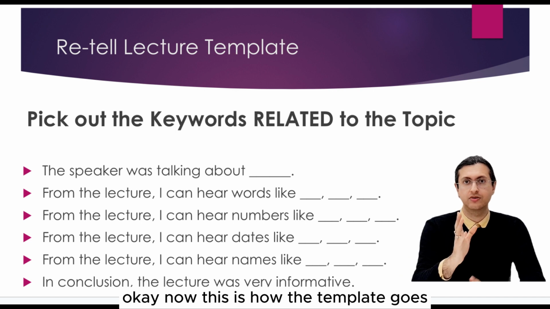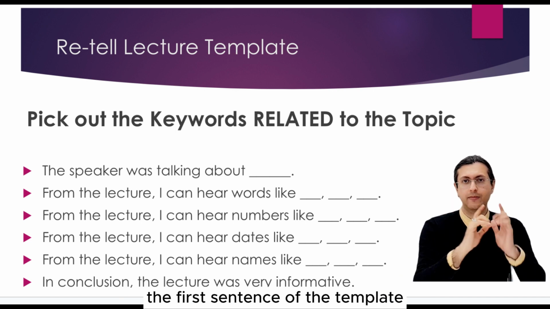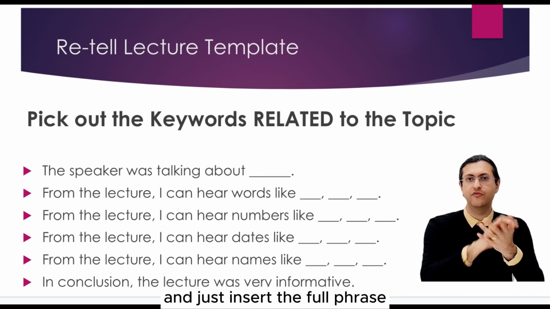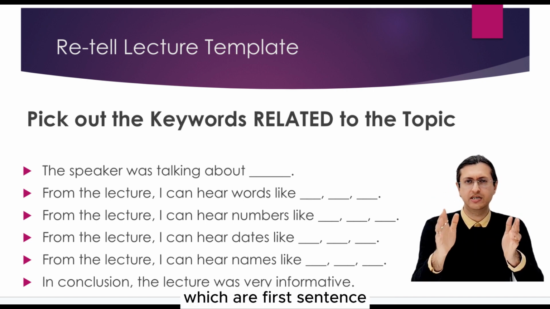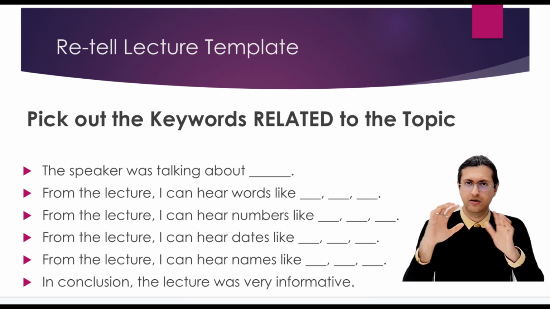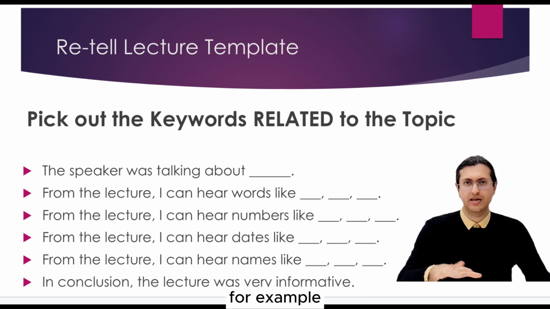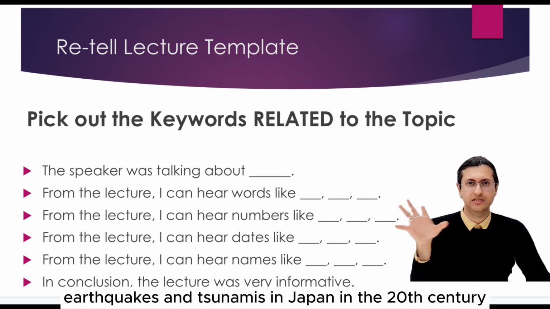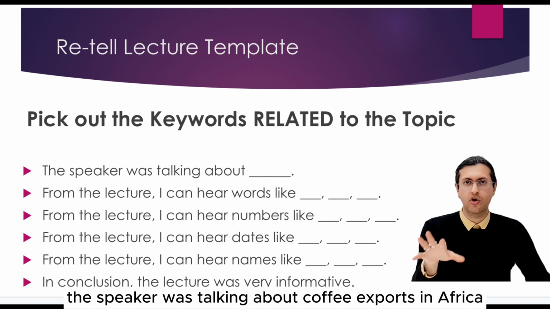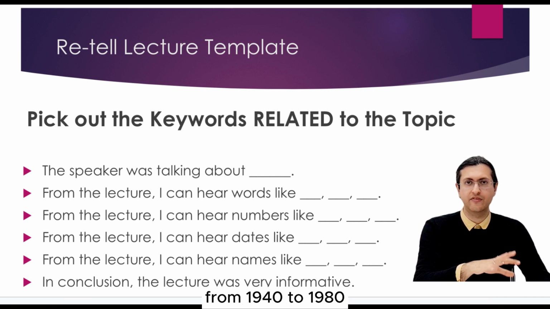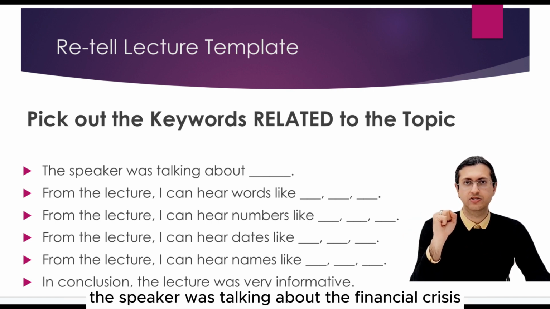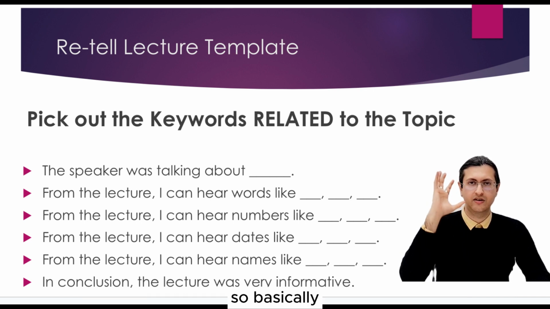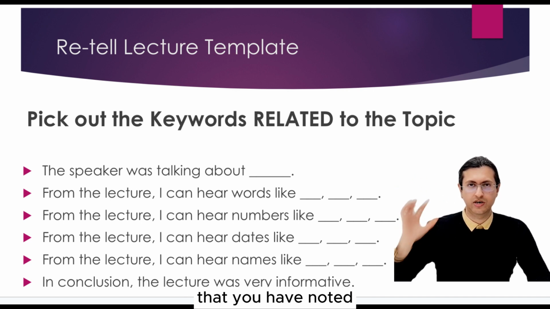Okay, now this is how the template goes. The first sentence of the template will be something like this. The speaker was talking about, and just insert the full phrase, whichever first sentence which you have heard and you have noted down, insert it in that line. For example, the speaker was talking about earthquakes and tsunamis in Japan in the 20th century. The speaker was talking about coffee exports in Africa from 1940 to 1980. The speaker was talking about the financial crisis happening in the world currently. So basically, fit that topic sentence which you have noted in that line.